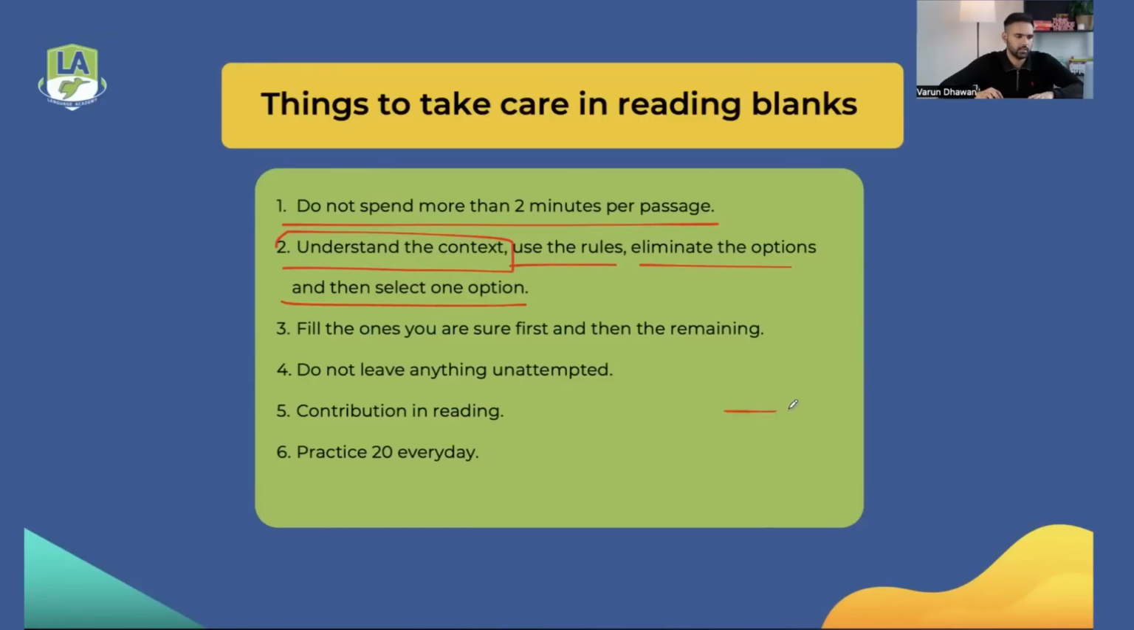Let's say you have got 5 blanks. You're only sure about the last 2 first. Fill these ones first and then come back to the previous one. Do not leave anything unattempted. This only contributes in reading, and you have to practice 20 every day. Now, let me share the website, how you have to practice. That will make your job easy.